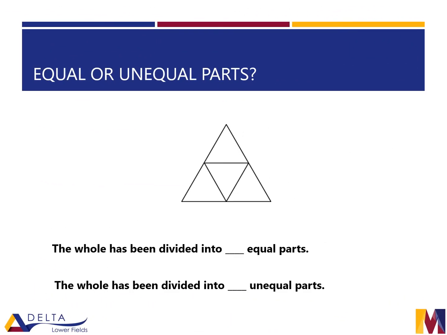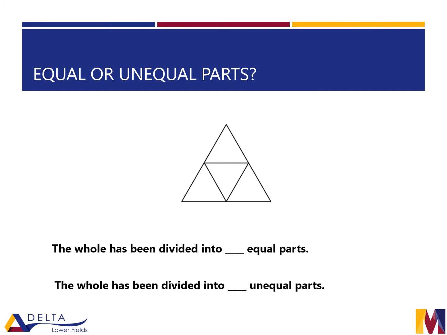How about this one? What's changed? What's the same? What's different? A fantastic question to develop some reasoning skills within your class to get lots of really great mathematical conversation. What's the same? What's different? Well, of course, it's no longer a square. We're now looking at a triangle. What's the same? Well, it's still divided into 4 equal parts.